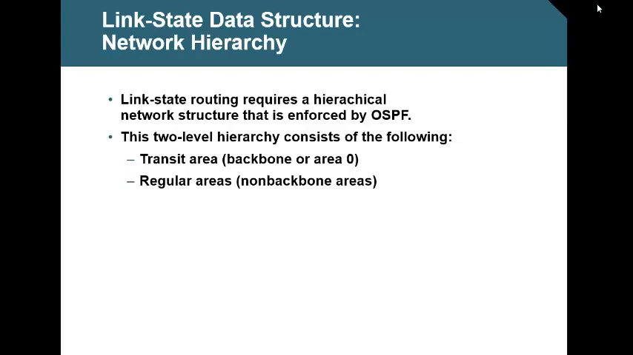called area 0. Area number 0, the number 0 is reserved only for the backbone. You cannot make area 5 as a backbone. And you cannot make area 0 as a non-backbone. It is always area 0, the reserved number in OSPF. But that is not the case with ISIS. Yeah. So, two levels of hierarchy consist of the following, like area 0, which is also called as transit area.